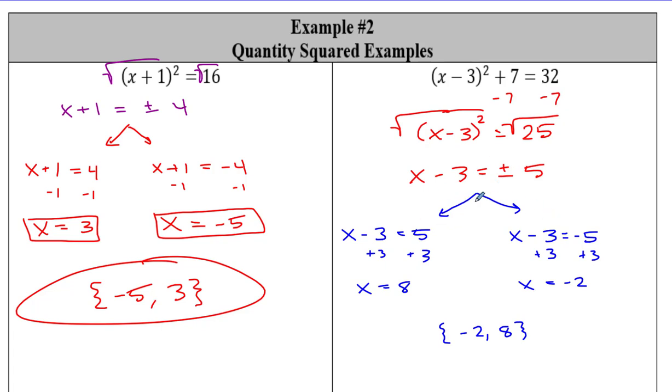And then we write our case 1, case 2, or your two new equations, or whatever you want to call it. I'm going to give you that freedom. You can do what you like. But either way, you got to get to this solution here, right? We add 3 to the positive 5. We get 8. We add 3 to the negative 5. We're going to get that negative 2 right here.